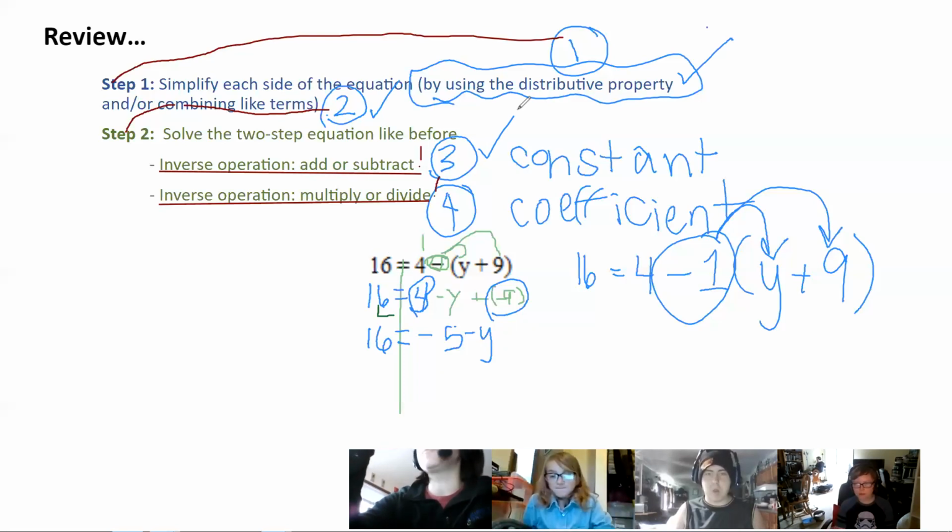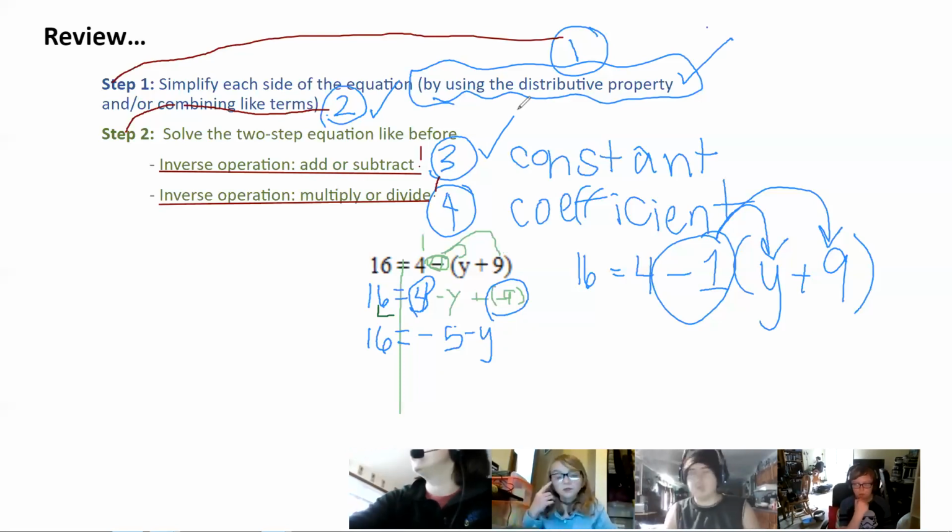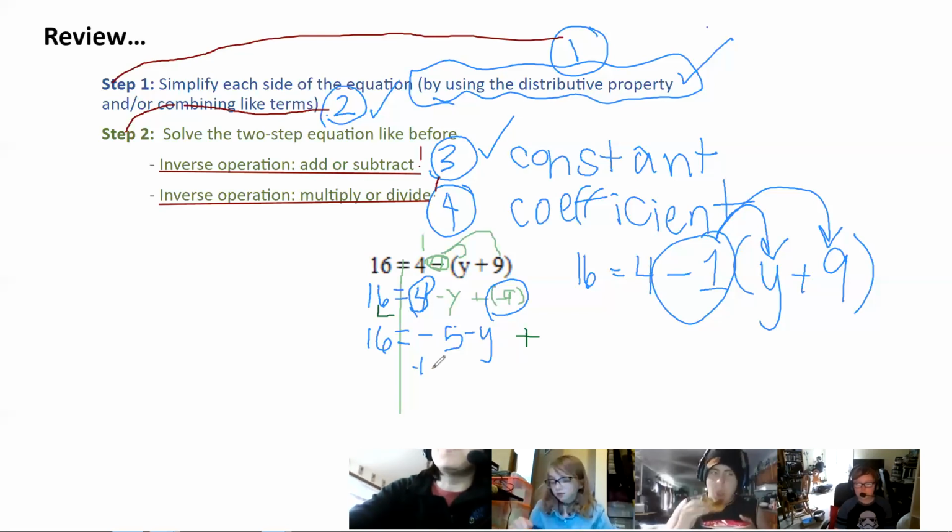You're right, but it's not the constant that we're going to get rid of. Which one are we going to get rid of? -5. Good. We got to get rid of that -5 because it's on the y side. So what's the opposite of -5? +5. Yeah, or 5. So we're going to add 5 to both sides.